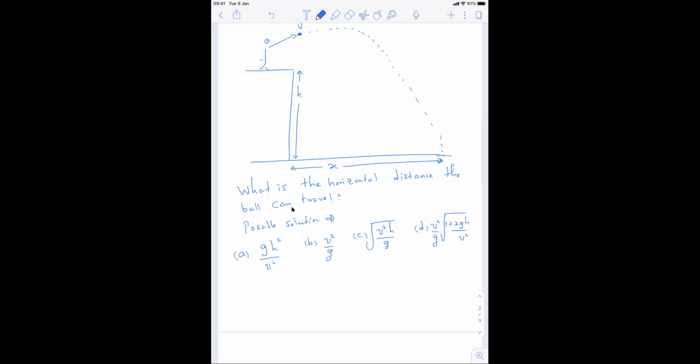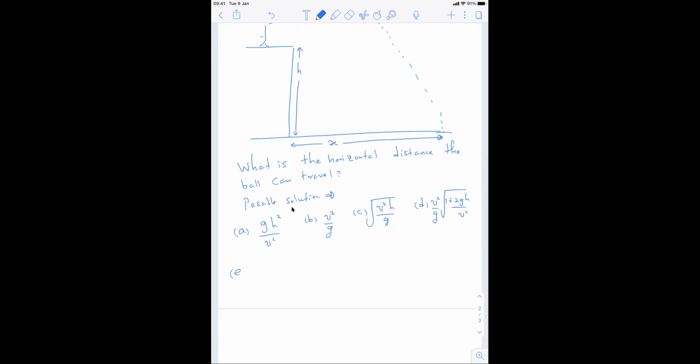Right. And then there is another solution, V squared over G, 1 plus 2GH over V squared. And H will be V squared over G, 1 minus 2GH over V squared. Right? So there are 1, 2, 3, 4, 5, 6. Now let's say I have these 6 solutions. These are the possible solutions, right?